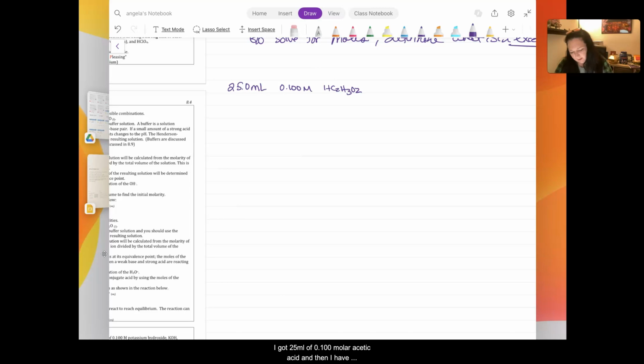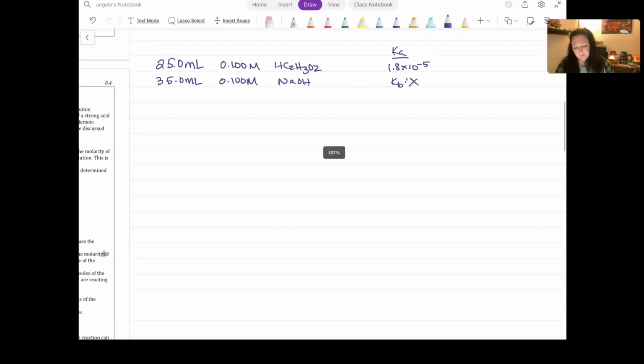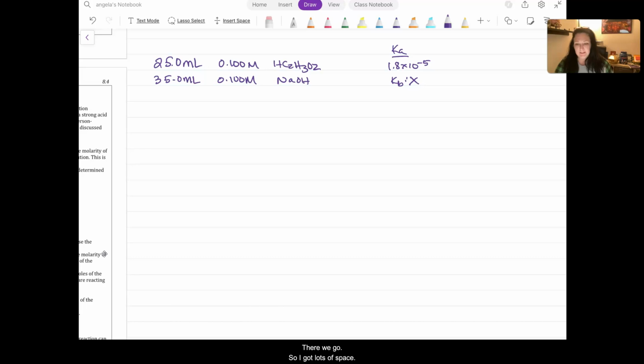And then I have 35 mL of 0.100 molar NaOH. And I know the Ka value for the acetic acid is 1.8 times 10 to the negative 5. And there is no Kb because it's a strong base, so it doesn't have one. It's just a really big number. Okay, so I've got that, so I don't need to go back. There we go. So I've got lots of space.